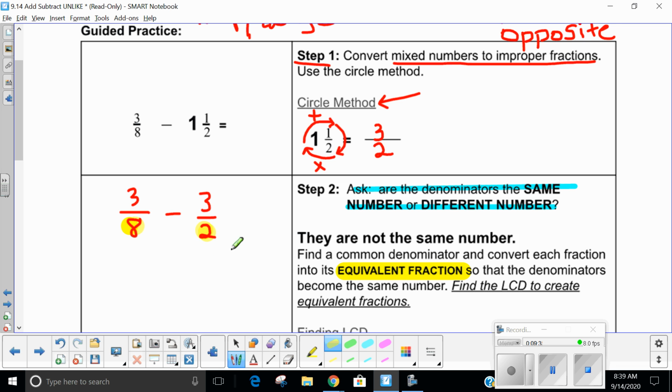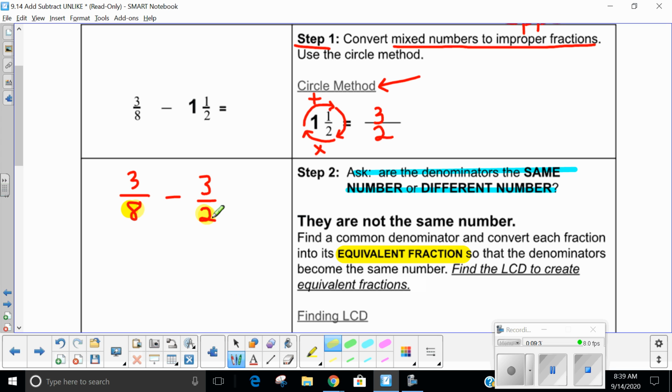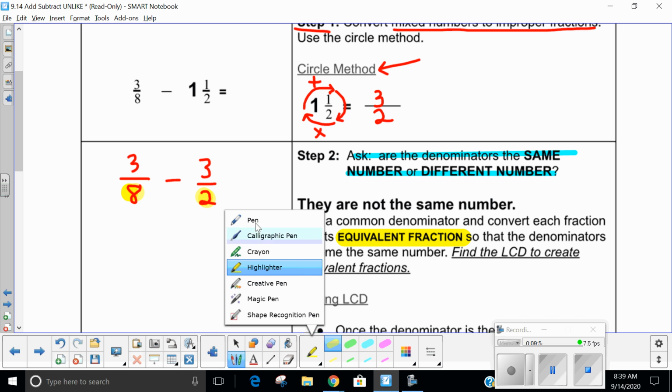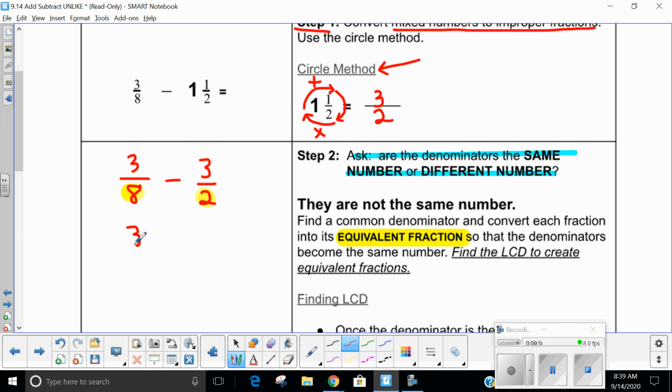Okay, one of the easiest ways to do this is to look at your smaller number and see if it goes into the other number. So in other words, can 8 be divided by 2? Sure I can. If I get a whole number, 8 divided by 2 is 4, right? So that means 8 will be my common denominator. So 3/8 stays the same.